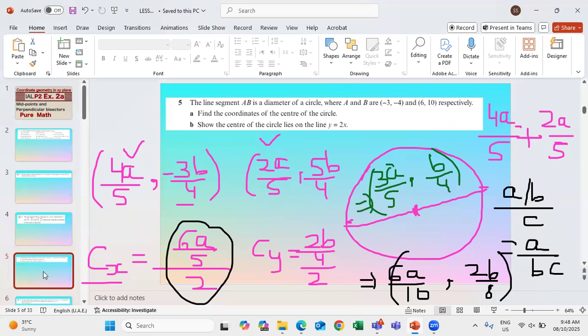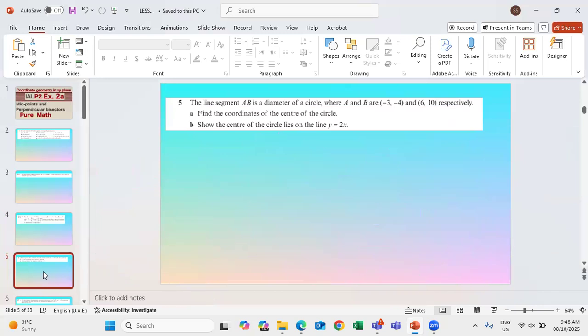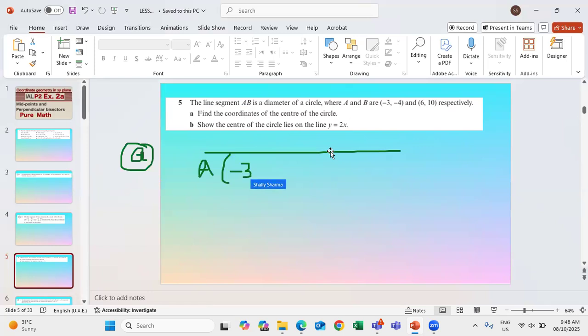Then we have the next question. This question has one step extra. They are saying the line segment AB is the diameter of the circle as in the previous question, where A and B are given as these points respectively. Find the coordinates of the center and show that the center lies on this line. So first we need to work on the first part of this question. And these are the endpoints given: A, which is -3, -4, and B. I am not drawing them perfectly on the coordinate axis, I'm just taking an idea.